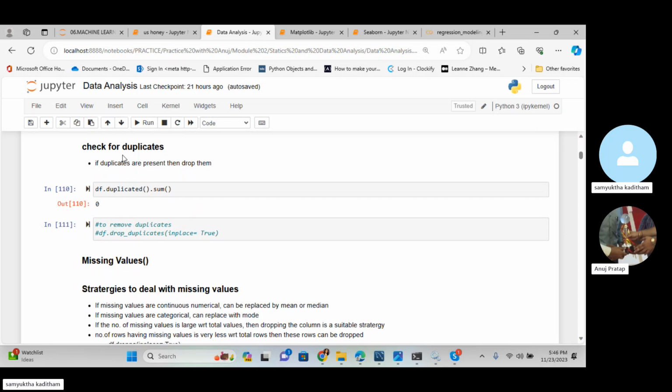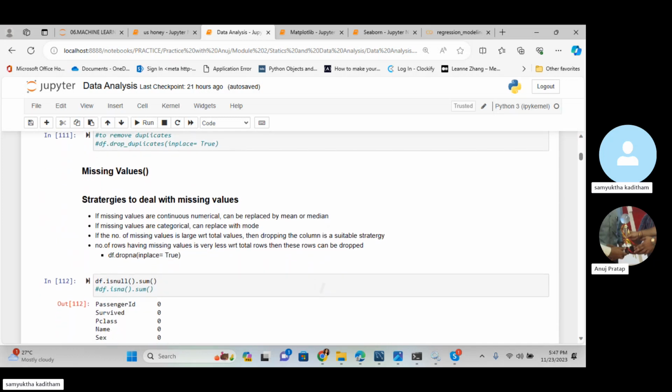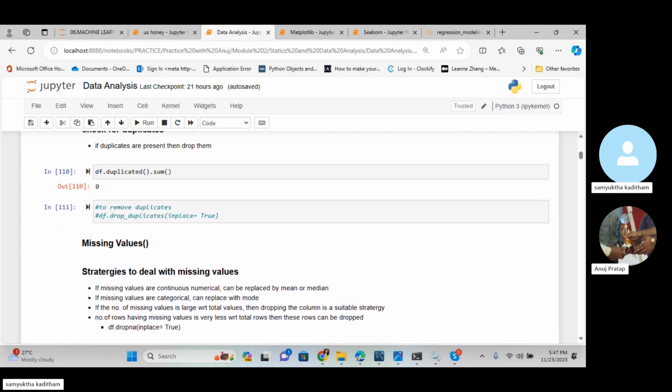Okay, now check for duplicates. You did it step by step. Very nice. Actually, it's very clear. Yeah, I was inspired by you. So check for duplicates. For duplicates, as you know, duplicated, then we have to sum them. There is no duplicate. If duplicates are there, then we will drop. If duplicates are there, df.drop_duplicates with inplace equal to True. This is for dropping duplicates if any are there.